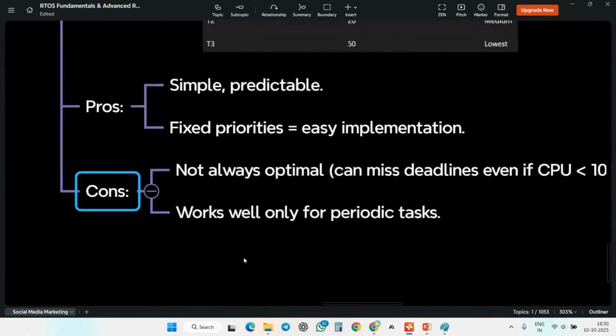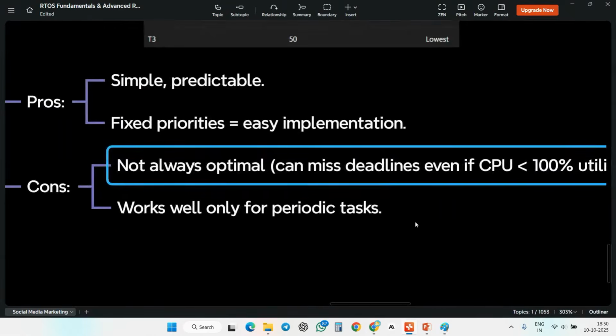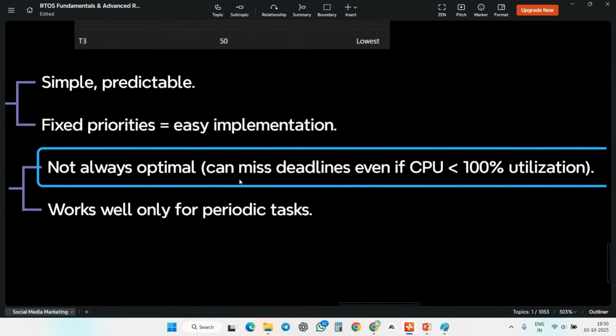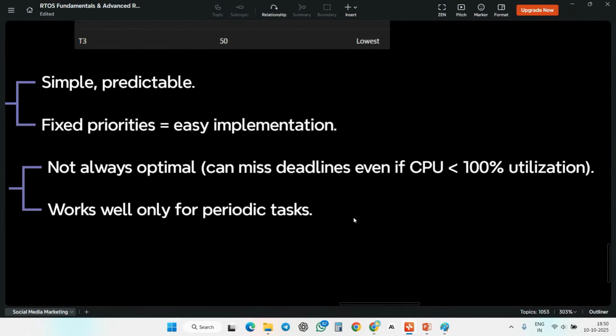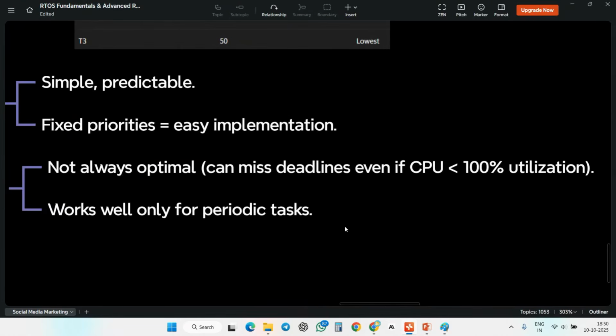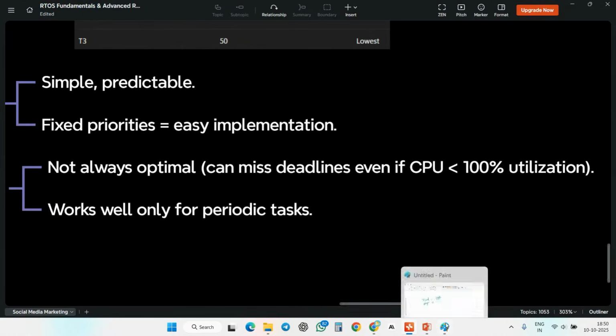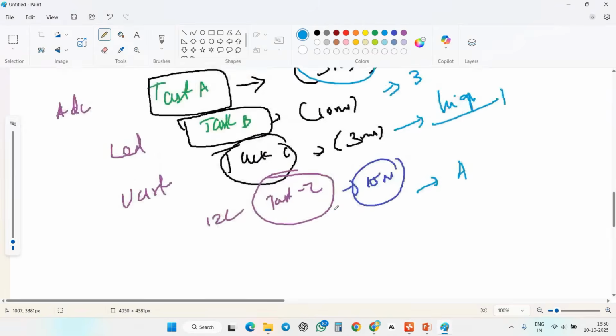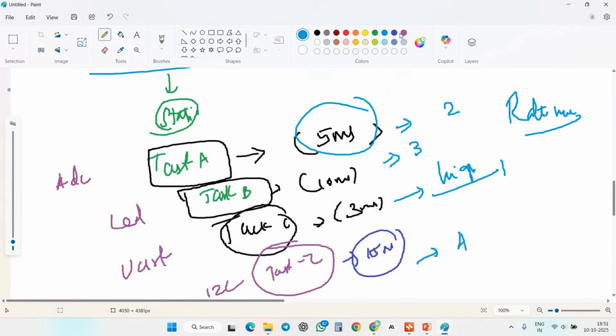And what are the cons? It is not always optimal, and it can miss deadlines in some use cases. Utilization-wise, it works well only for periodic tasks. If it happens like this, if scheduling is based on the time the tasks take, it might miss some deadlines, because a task may be able to miss its deadline. It might happen here.